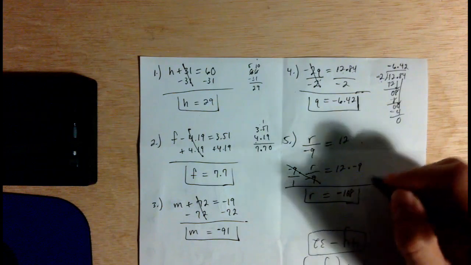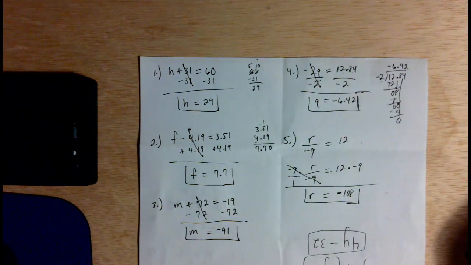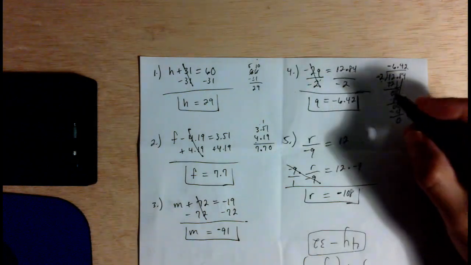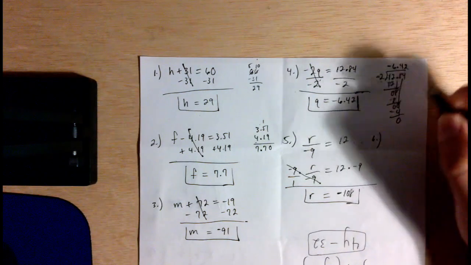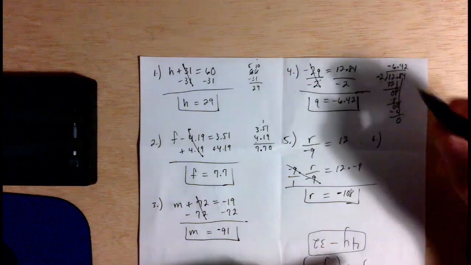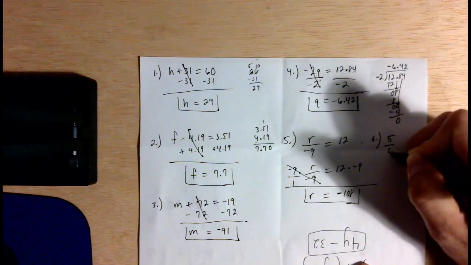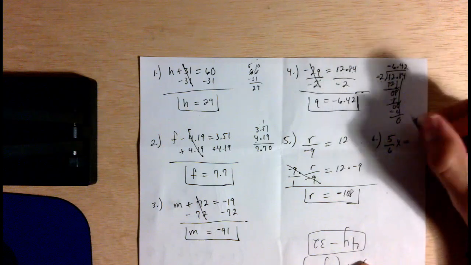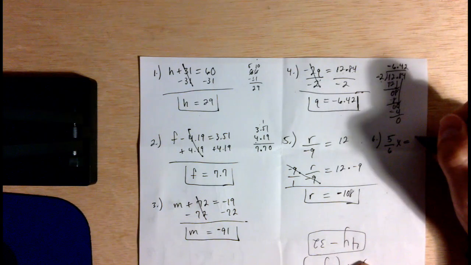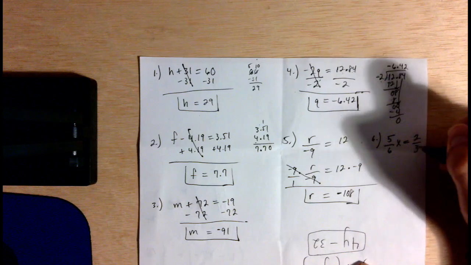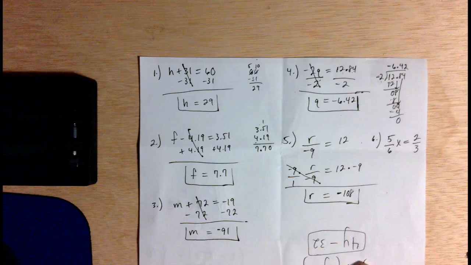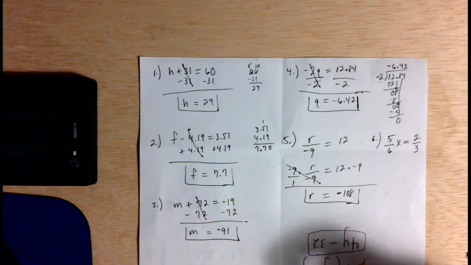If you want to check your answer for these, you can. It's totally up to you. Let's see if we can squeeze in one more example. I'm going to squeeze it in right here. Number 6 is going to be 5 over 6 x is equal to 2/3. Okay, now x is my variable. What's happening to x here? It's being multiplied by 5/6.